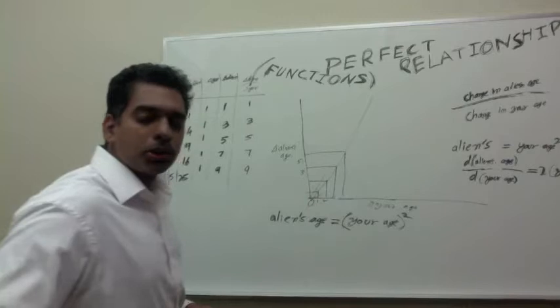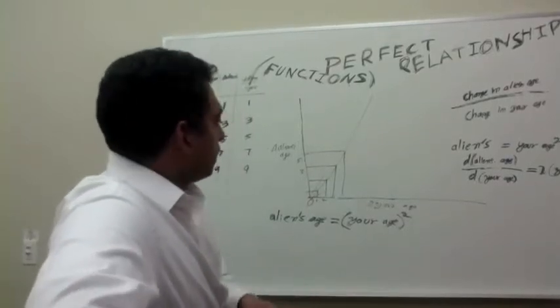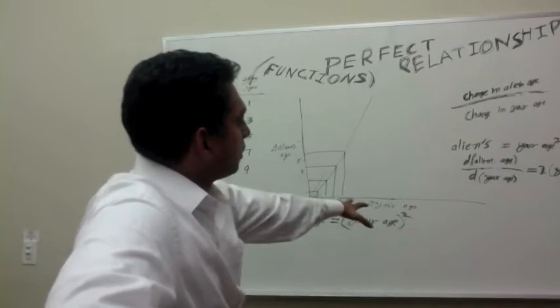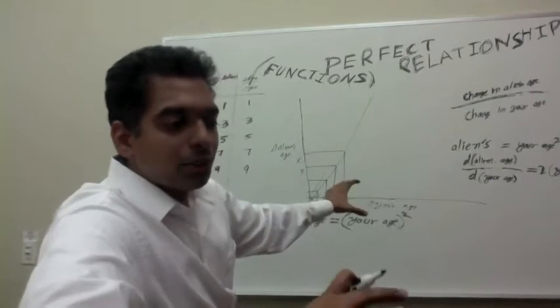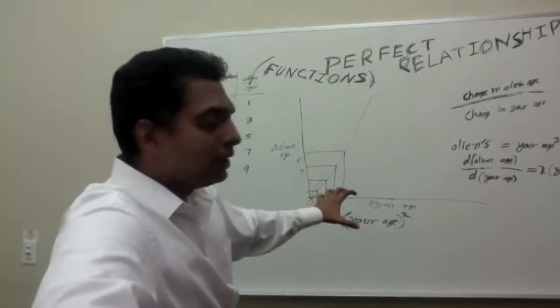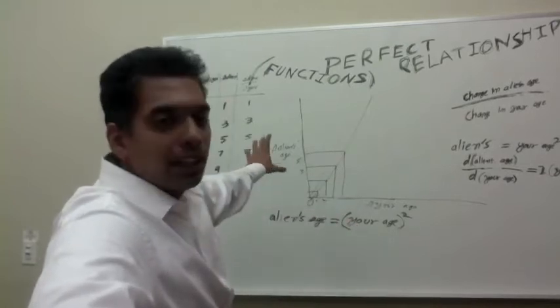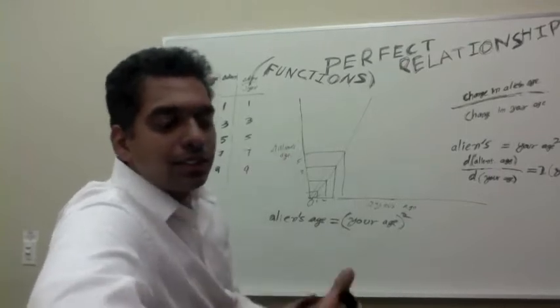But the question that always comes up again and again is, when one of the things changes, like your age changes. I hate to use the word variable because I don't want to confuse you. When your age changes, how does the related alien's or your dad's age change? That's when you take the ratio, that's a derivative.